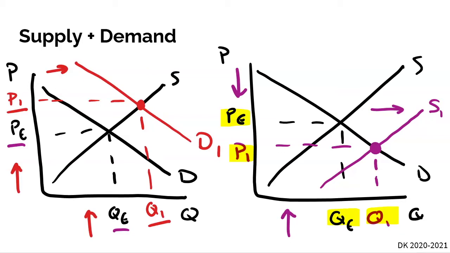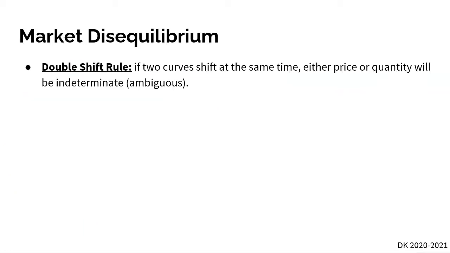So when our demand curve shifts, our price and quantity change, and also when our supply curve shifts, our price and quantity change. But we're only looking at it through the lens of one curve shifting at a time. With market disequilibrium, we get into something called a double shift. All a double shift is, is what happens when both supply and demand shift at the same exact time. Here, if both curves shift at the same exact time, either price or quantity will be indeterminate. Another word for indeterminate is ambiguous. We don't know what's going to happen.